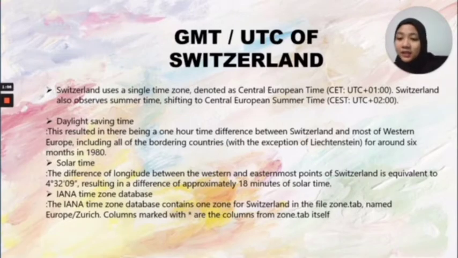Solar time. The difference of longitude between the westernmost and easternmost point of Switzerland is equivalent to a difference of approximately 80 minutes of solar time. IANA time zone database. The IANA time zone database contains one zone for Switzerland in the zone tab, named Europe/Zurich, marked with the column from zone tab itself.